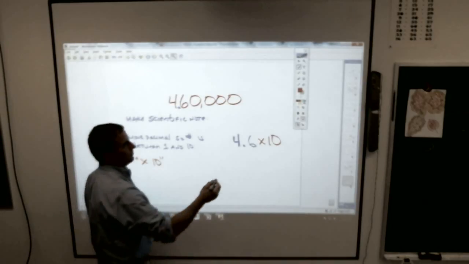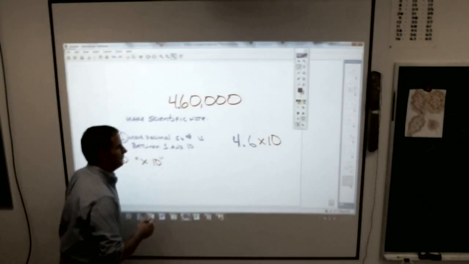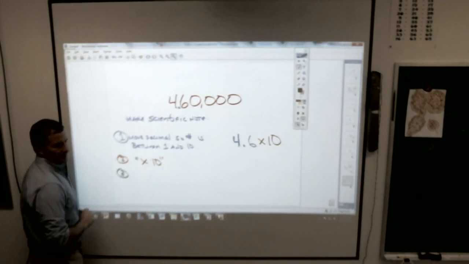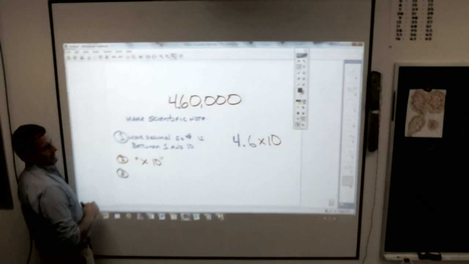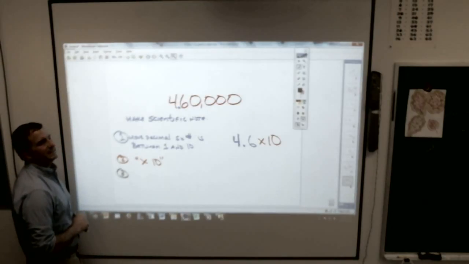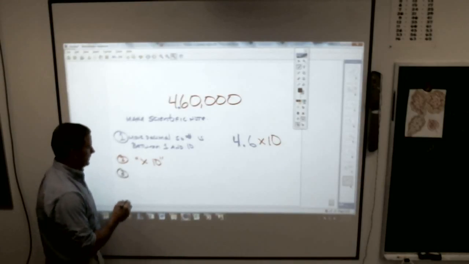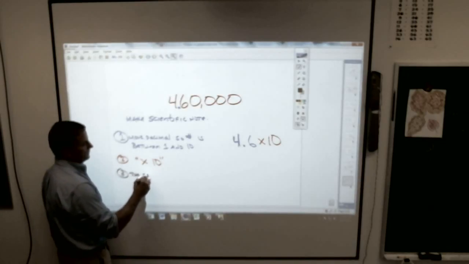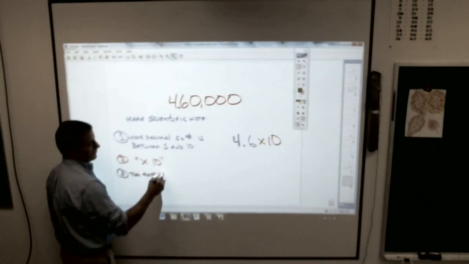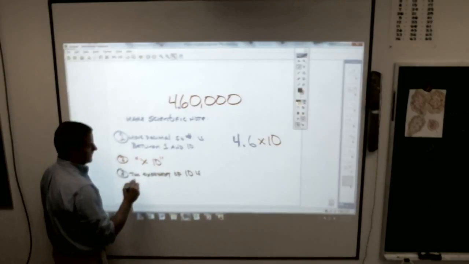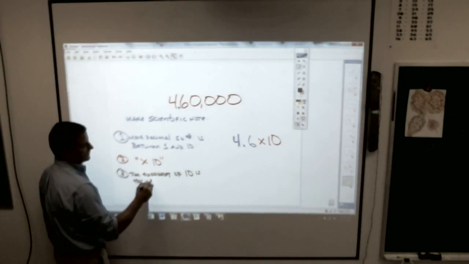Okay. And then step number 3, you have to figure out what the exponent of 10 is going to be. Guess what the exponent of 10 is going to be? There's one really simple rule. I'll just tell you. The exponent of 10 is how many places you move the decimal.